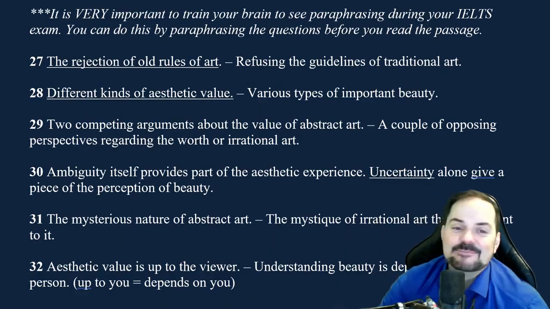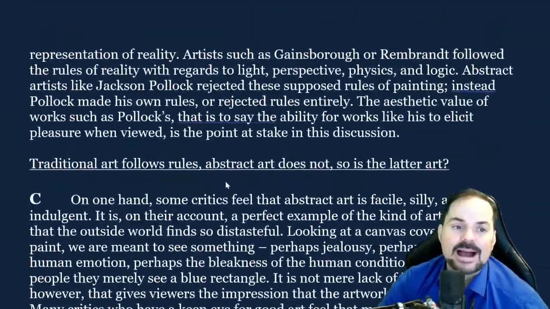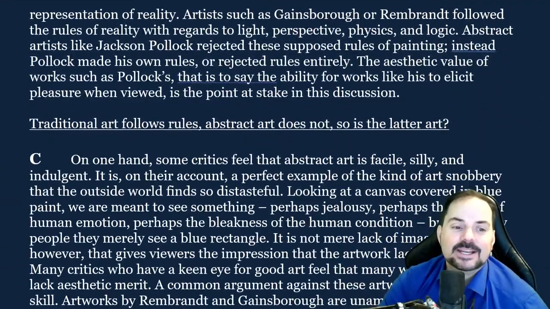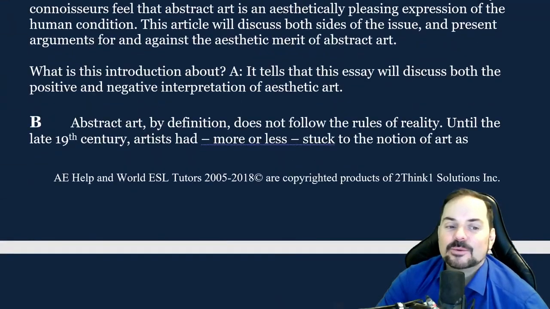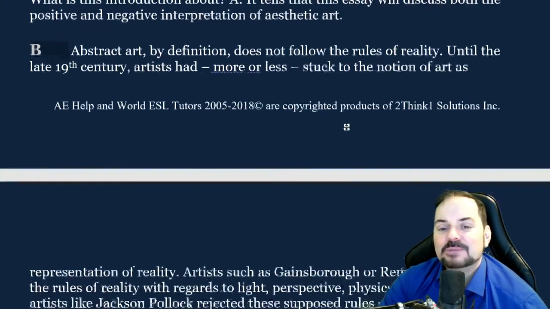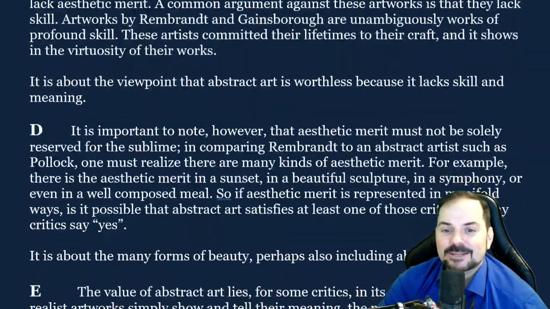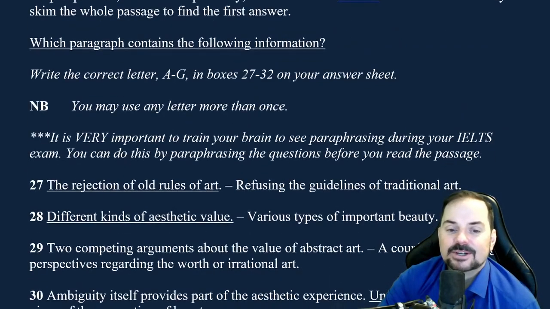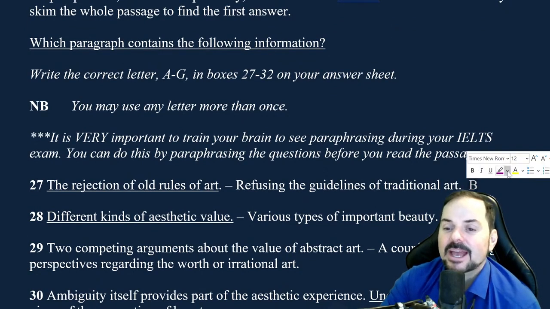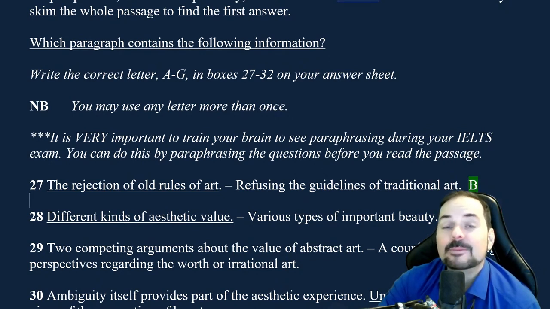So many of you are saying B. And if we go back to B, remember the summary I wrote here? I said traditional art follows rules. Abstract art does not. So is it art? Yeah, so there was B, and why did you all get B correct? Well, because we summarized this, right? And so B is the right answer, and you put B into your answer sheet and you get it correct. And you get this correct when you summarize the paragraphs.